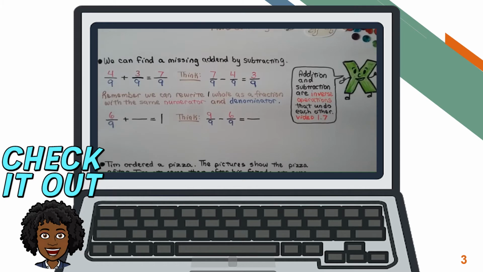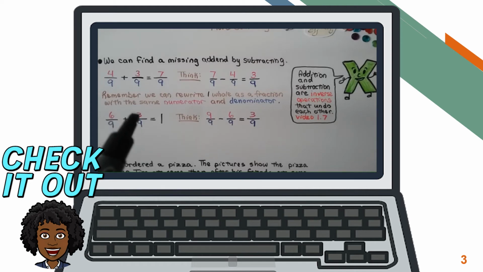And remember, we can rewrite 1 whole as a fraction with the same numerator and denominator. We have 6/9 plus some fraction is equal to 1 whole. And we think, well, 9 is the denominator, so we can use 9/9 as the 1 whole, and we can subtract 6/9. Because they both have 9 as a denominator, we know that denominator of the difference will be a 9. We look at the numerators, and 9 minus 6 is equal to 3. The missing addend for this addition equation is also 3/9.